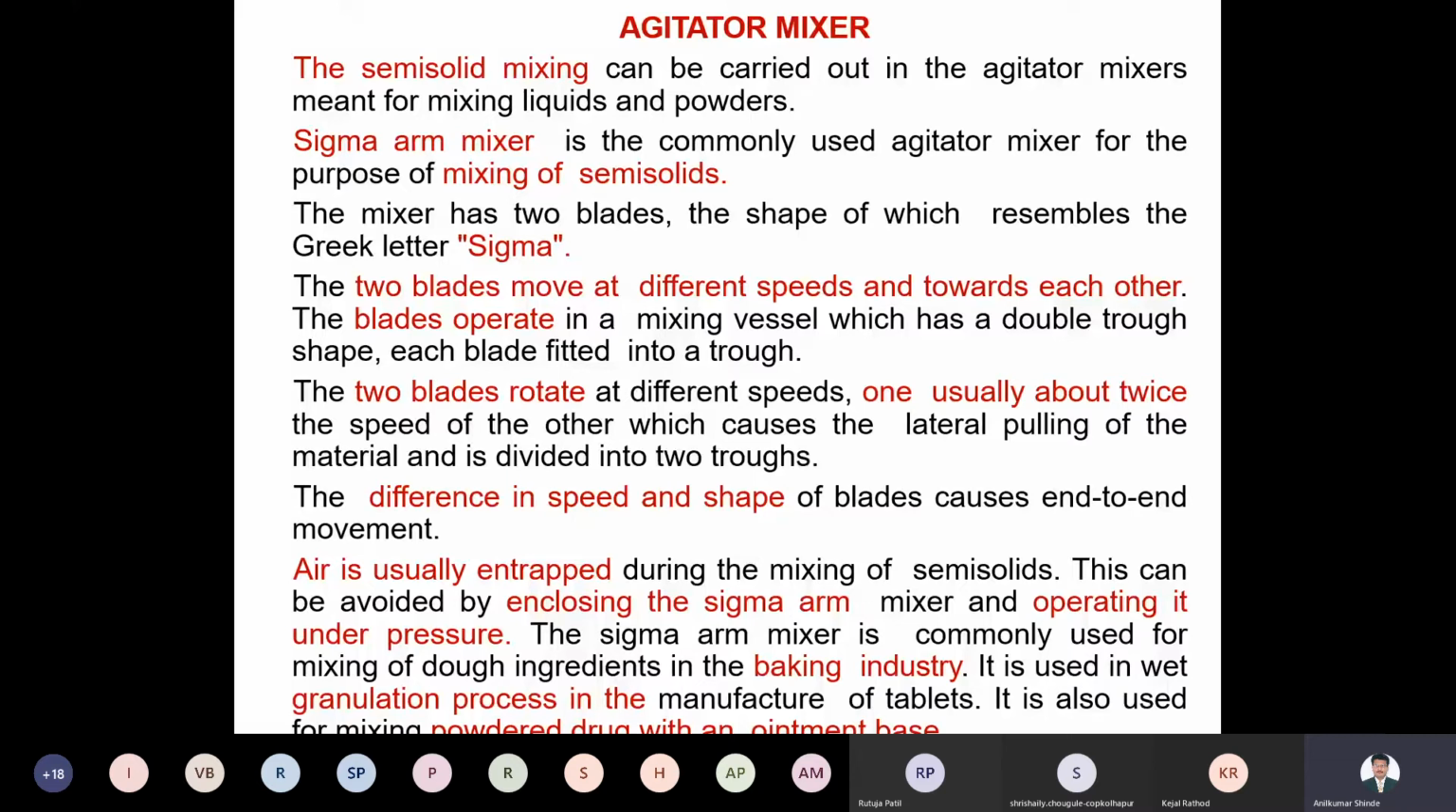So we can mix in a double trough shape, and each blade is fitted in the trough. The blades operate and mix in the mixing vessel, and the various speeds of the blades create the mixing. The two blades are rotated at different speeds, usually one at about twice the speed of the other. The other is at low speed and the first is at double speed. Why is it required? Because of the pulling of the material and dividing it into the two troughs.